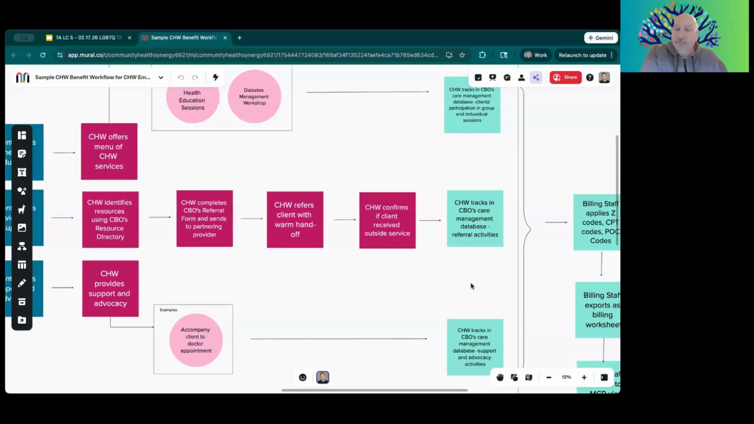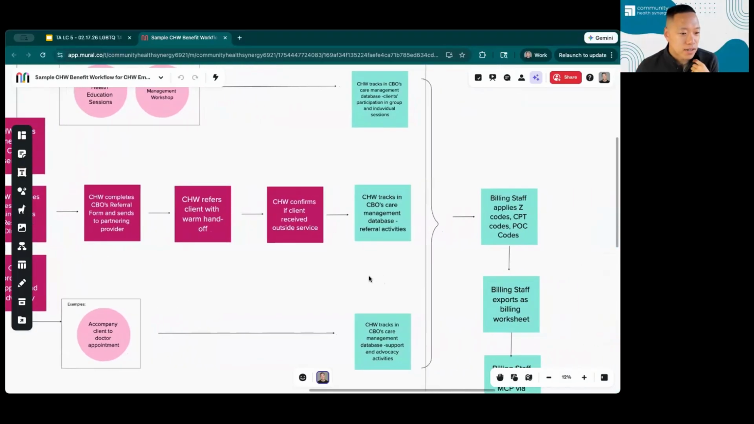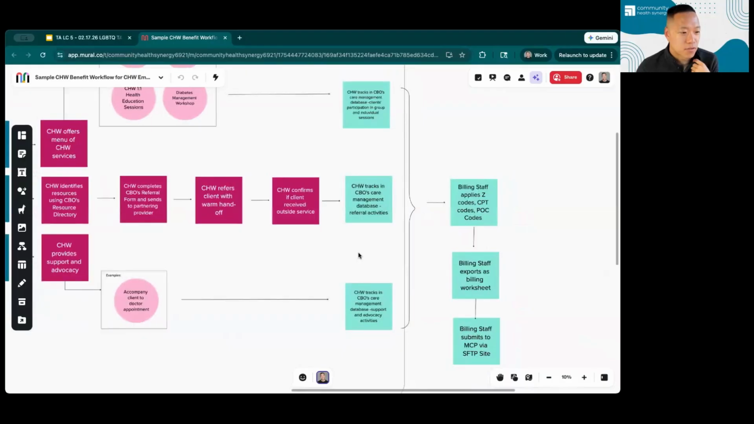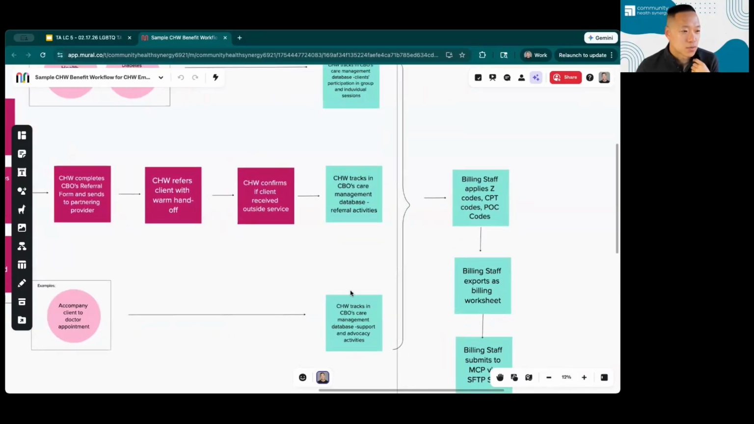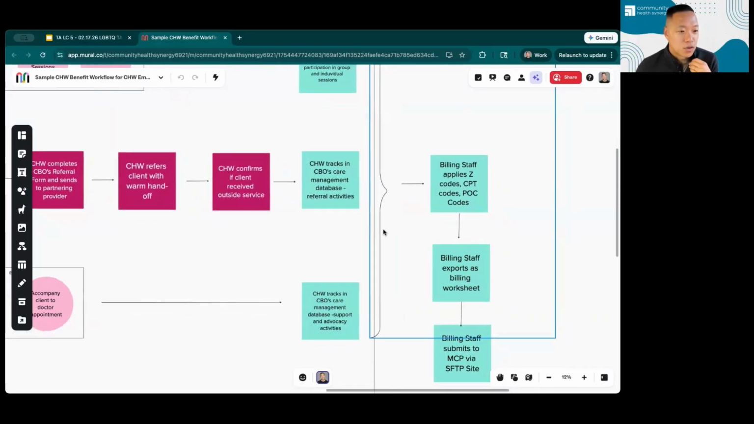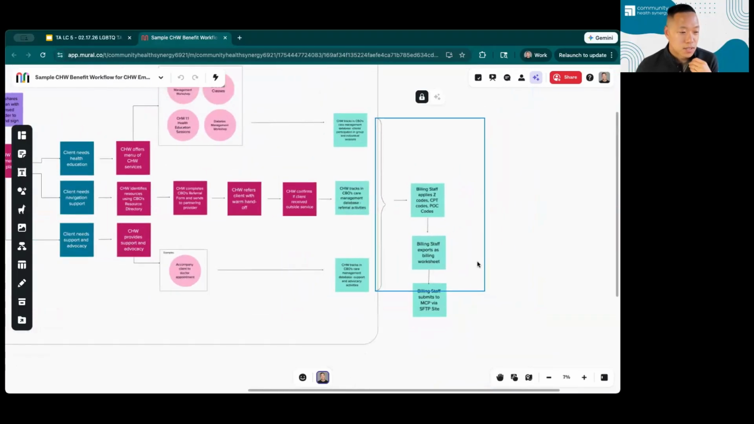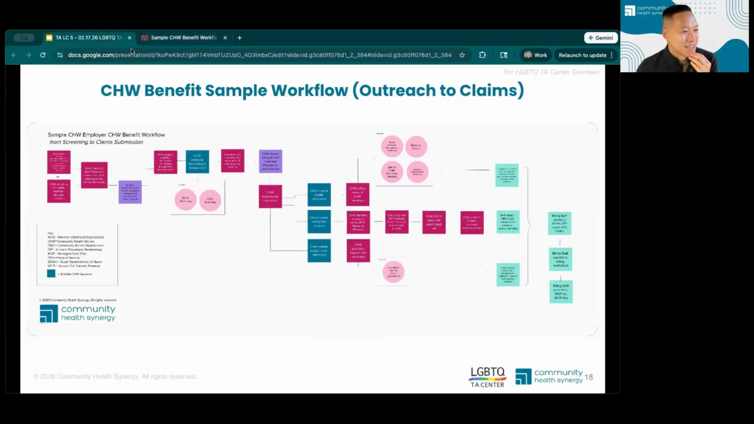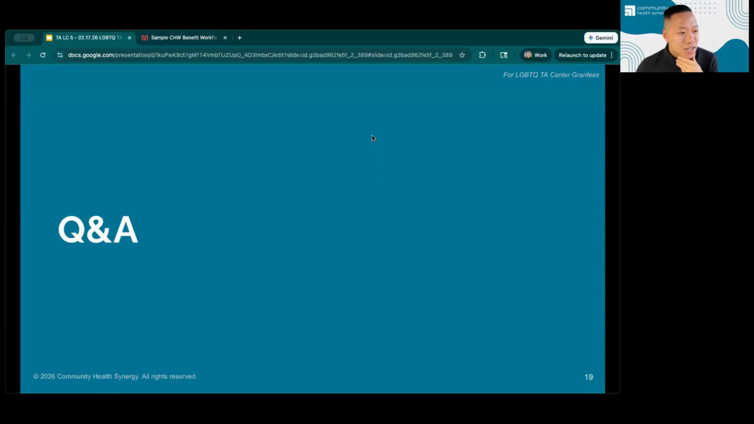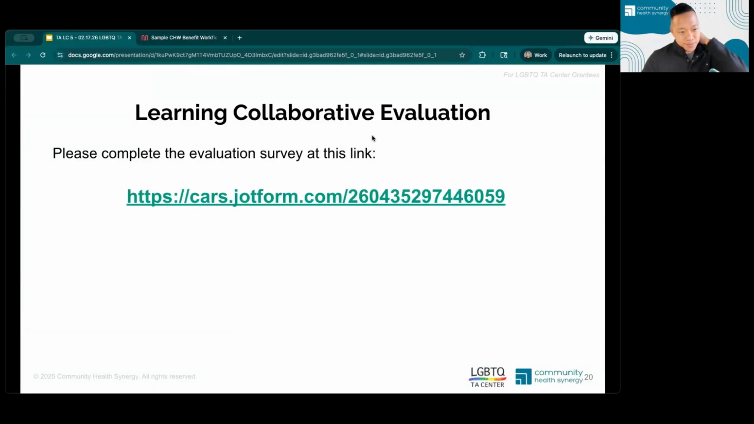But I'll send this workflow later as a tool for everyone. Basically, the last step here, John, is to document in your care management database, and then you bill, submit it, and then you get paid. So that's the flow. That concludes our training for today on this particular topic.